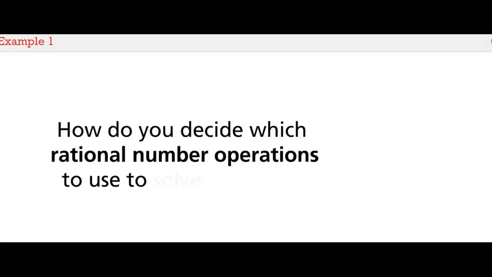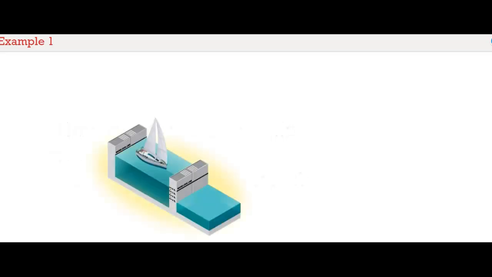Operations to use to solve problems? Think about this question during the lesson. When a canal or river is not level, a lock can help boats pass through. A lock is a device that either lowers or raises the boat between two different levels.